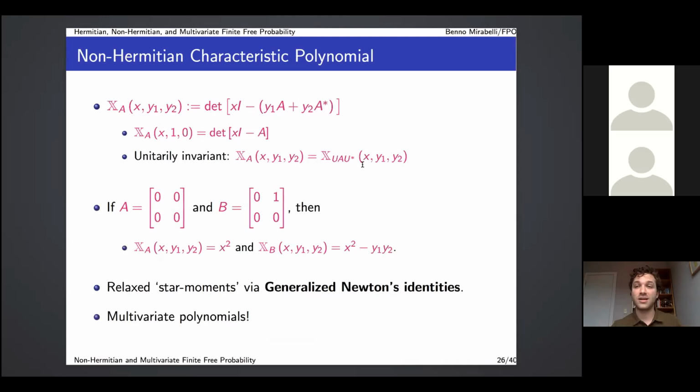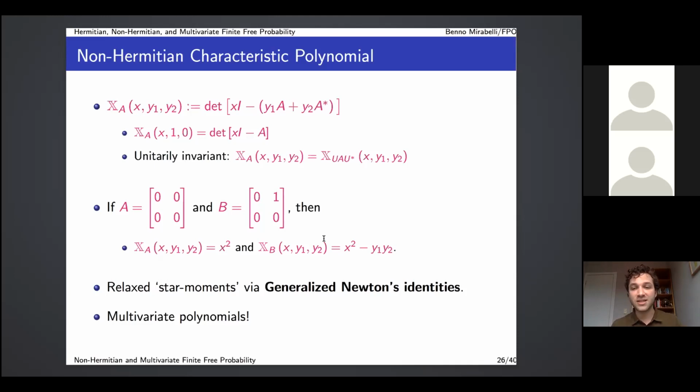And now looking at our example from the last slide, our matrices A and B, I see that the non-Hermitian characteristic polynomial of my matrix A is x squared, but the non-Hermitian characteristic polynomial of this matrix B is x squared minus y1, y2. So since this is a unitarily invariant function, I know that because their non-Hermitian characteristic polynomials are different, these are not unitarily similar matrices. Of course, if I plugged in 1 for y1 and 0 for y2 to get the classic characteristic polynomial, this term would drop out and I wouldn't be able to tell the difference anymore.